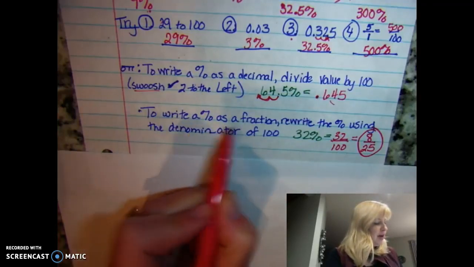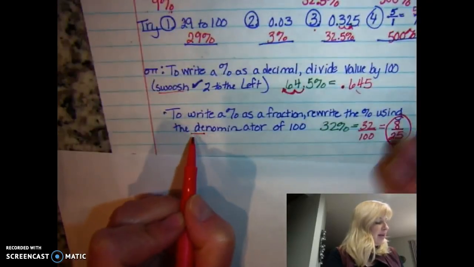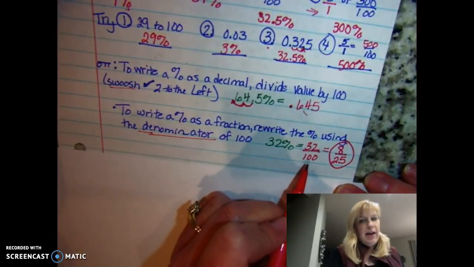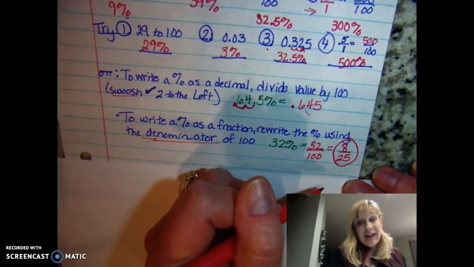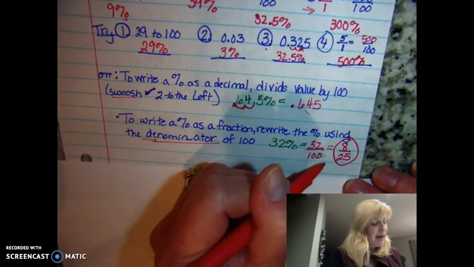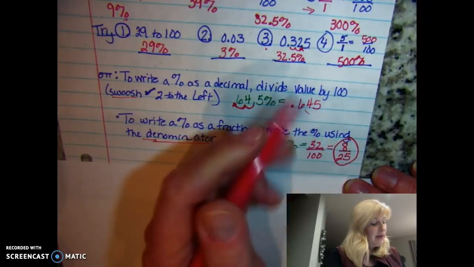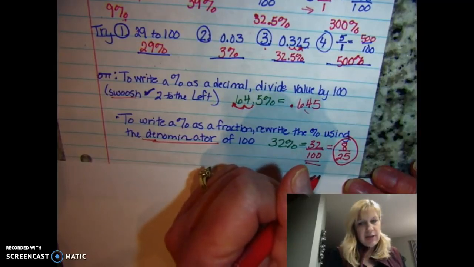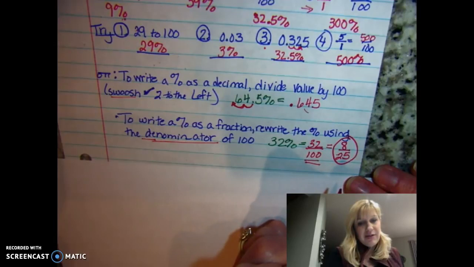So to write a percent as a fraction, rewrite the percent using the denominator of 100. So 32% would be 32 over 100. And the important thing to note here is that 32 over 100 can be divided by 4 on the top and the bottom, which gives us the reduced number of 8/25. Please remember that when you're working with percentages and things, you need to make sure to reduce your fractions. It's not going to say that in the directions. It's going to expect you to do that.